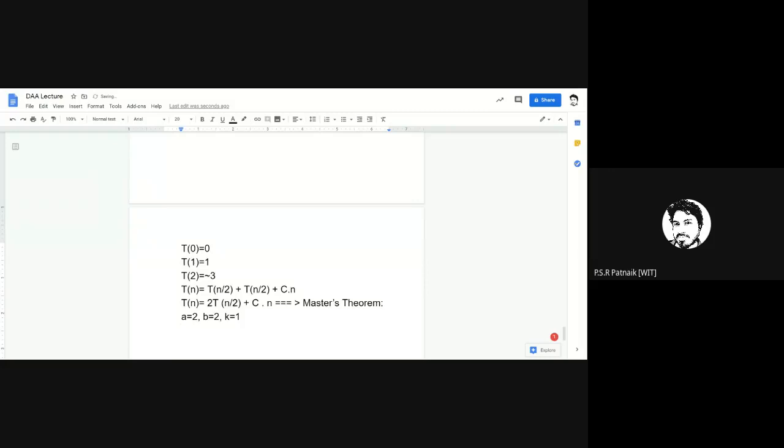If this is the case, what case is it? Can you do a quick calculation and tell me what would be the complexity of this? We can even substitute, we can solve it. You will also get the answer by substitution. But I would like to try Master's theorem because this relation fits into Master's theorem. Can you quickly solve and tell me what would be the case of Master's theorem?